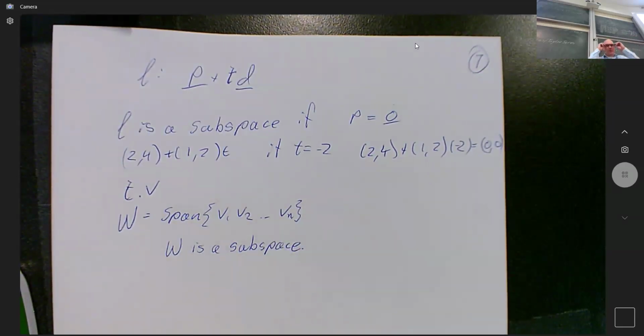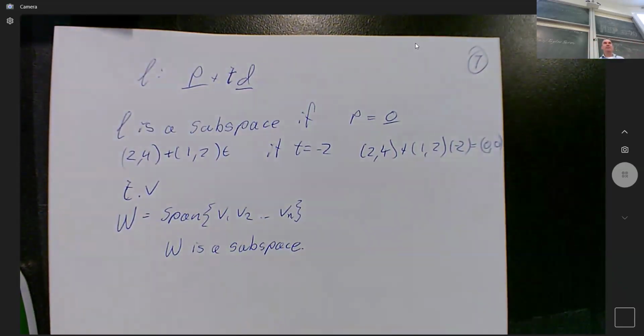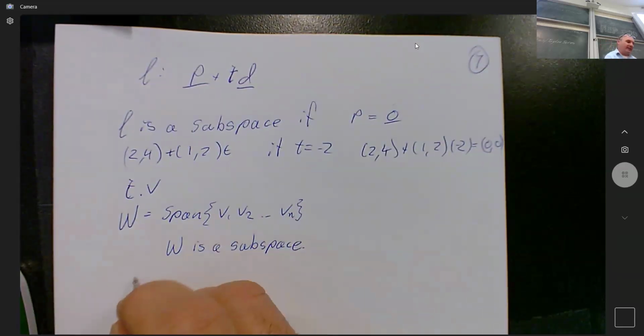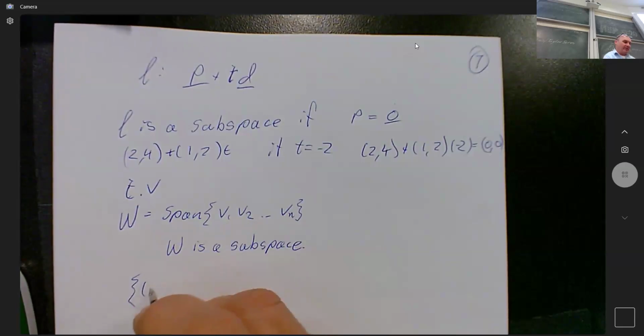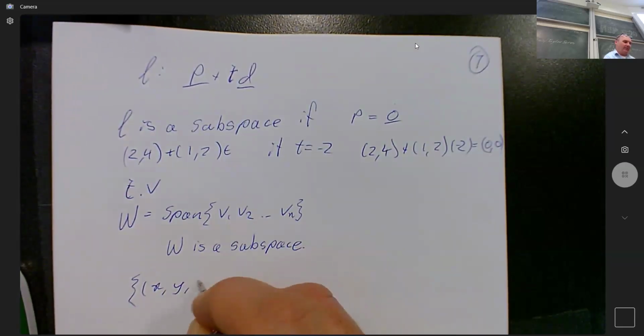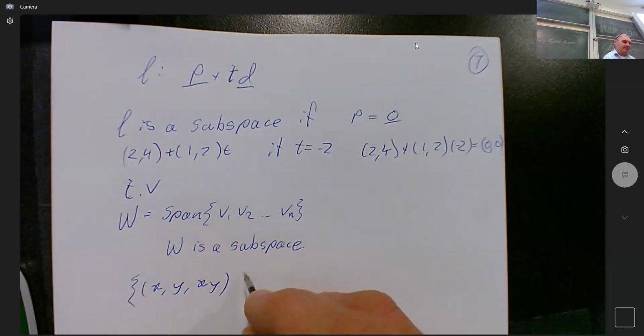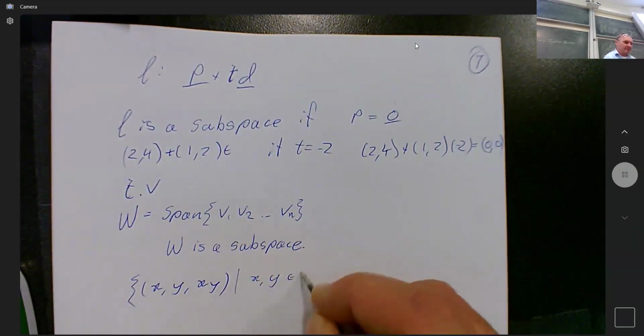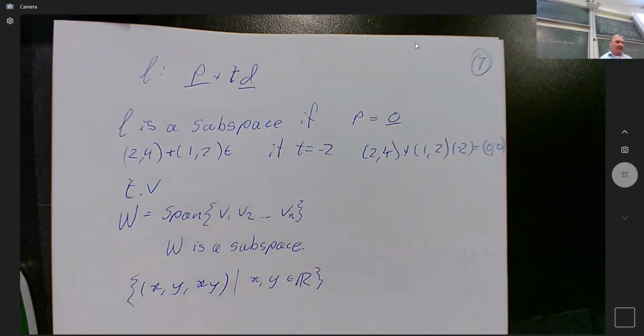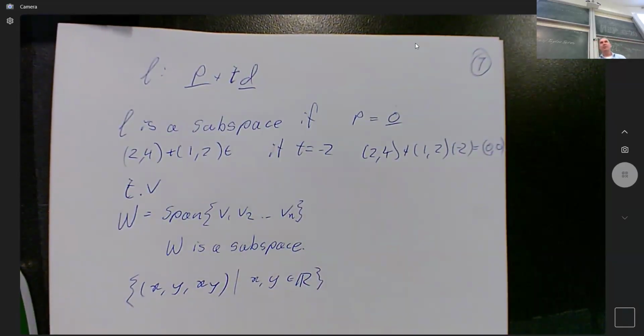Okay, so those are things that we know are. I can look at the way the thing is defined and say, it must be a subspace. There are things where we know it's not. One of the classic ones from the Mobius is the set of (x, y, z) where z = x times y. This set is not a subspace. It contains 0.